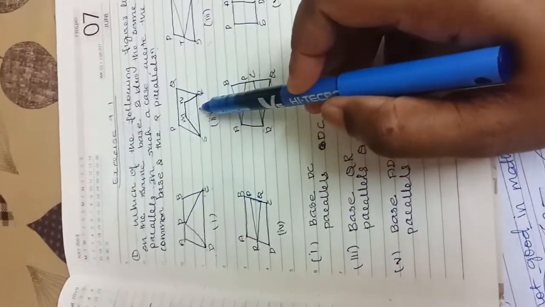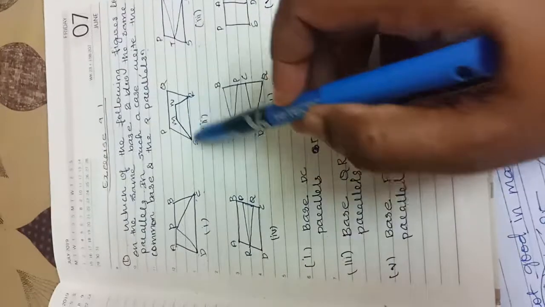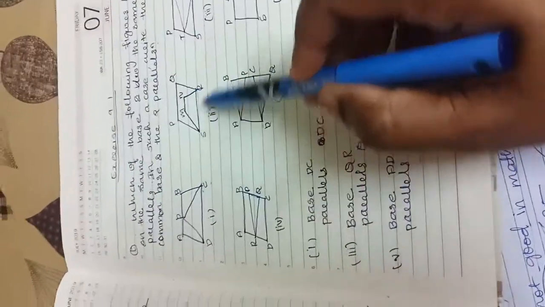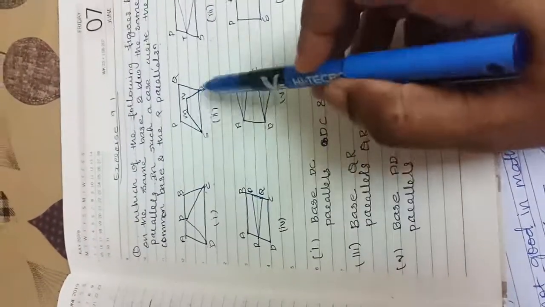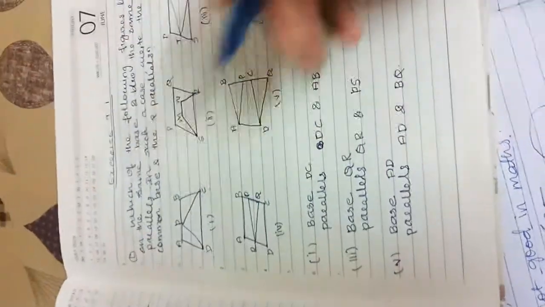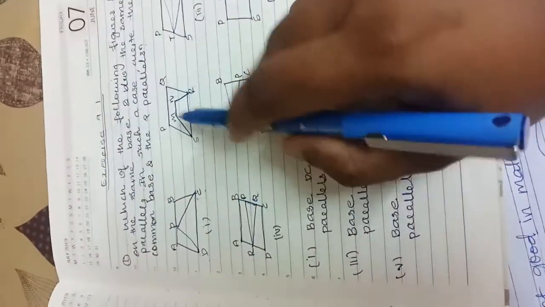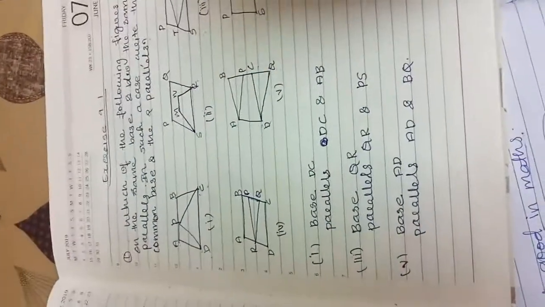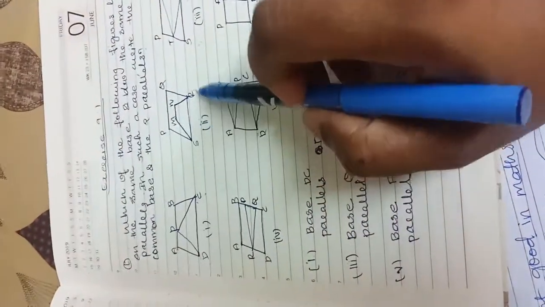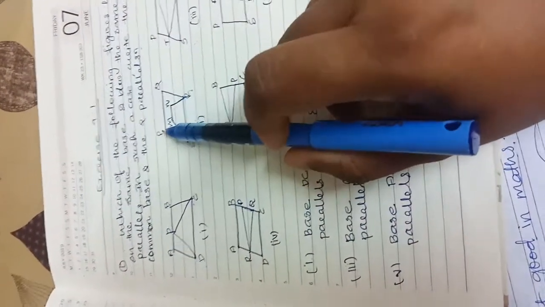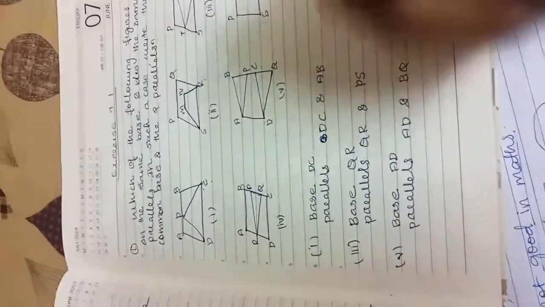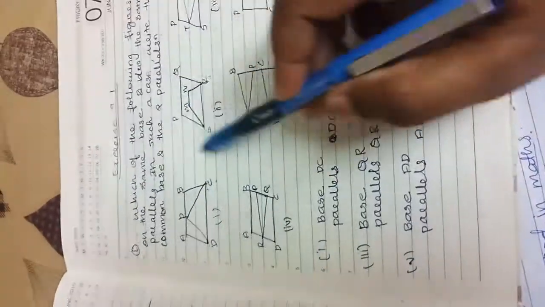Okay, if you are checking here, this is one parallelogram, this is one trapezium, and the common base is SR. But if you are checking the parallel lines, you cannot say the parallel lines. PQ and SR are actually parallel, but SR is the common base, and we cannot say that all the other 4 points are on the same line. So we cannot include this figure.